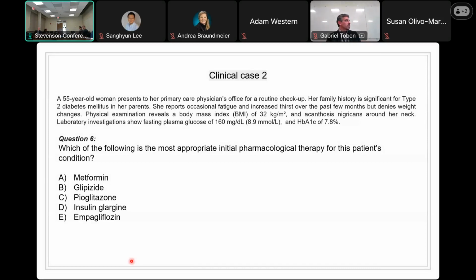So which of the following is the most appropriate pharmacological therapy? And here metformin is the first option, and we can establish more questions regarding, for example, complications. What if the patient presents an adverse reaction to metformin? What if the patient is having contraindications to metformin? Or what if the patient is presenting with glycosylated hemoglobin of 11? Does the patient require insulin or not? So we can establish different challenges at the beginning.